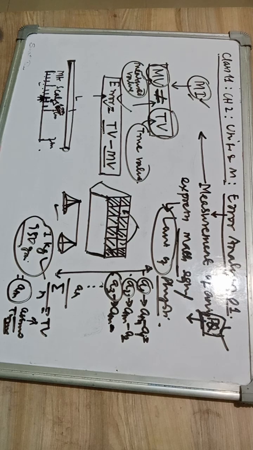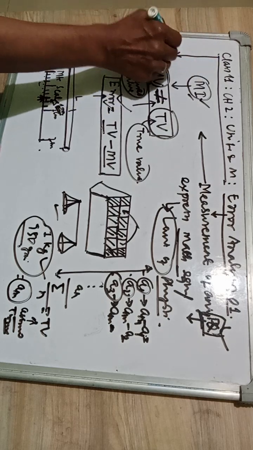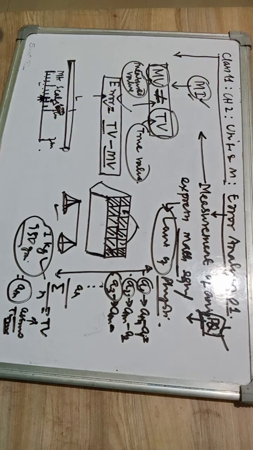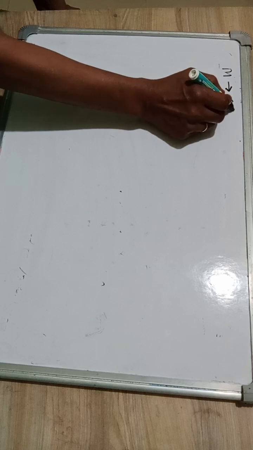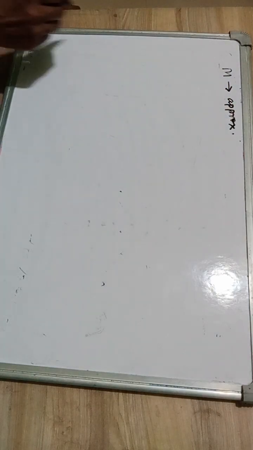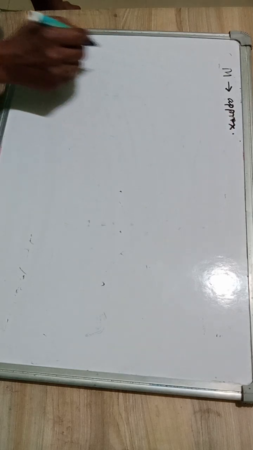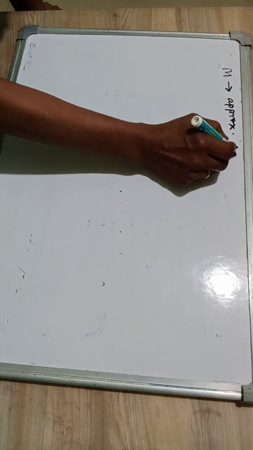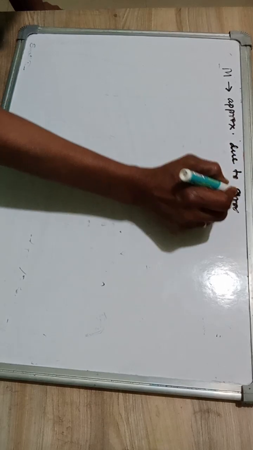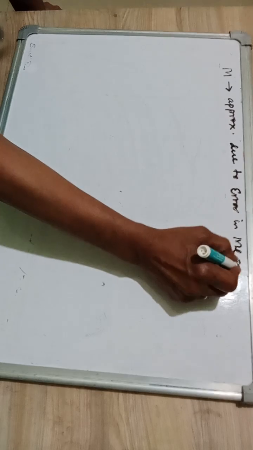Now it is clear that each measurement is associated with certain error. Summarizing, we can conclude that every measurement is an approximate value. It is not the exact value due to the existence of error in measurements.